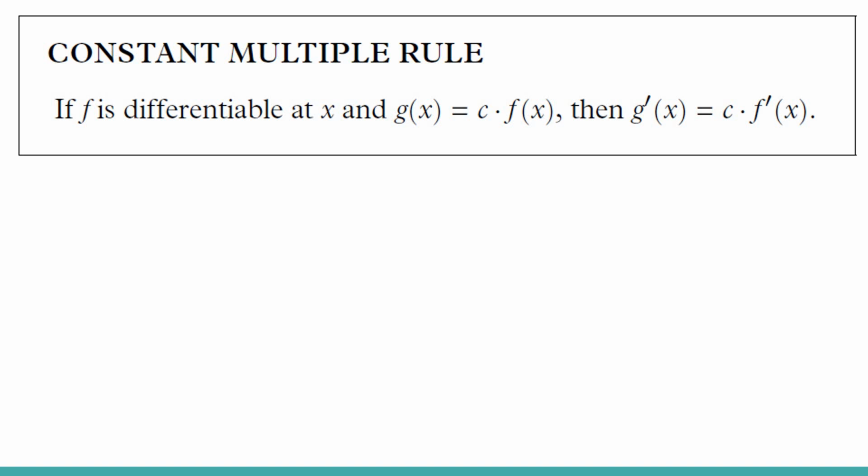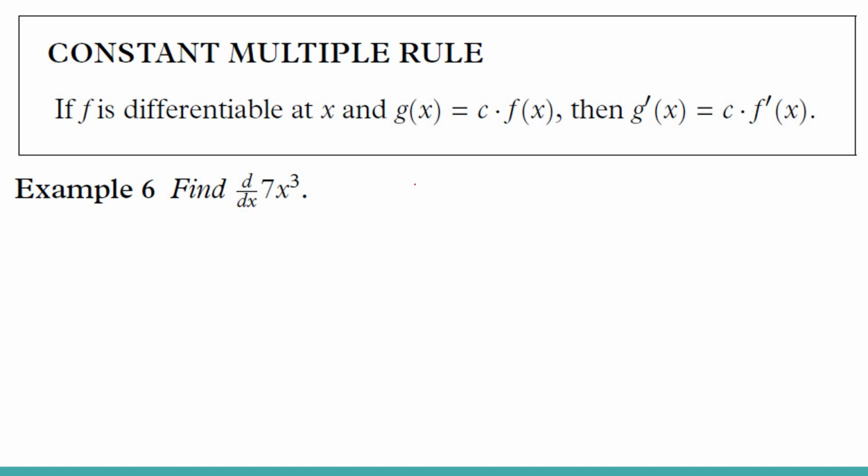Next is the constant multiple rule. If f is differentiable at x and g of x equals c times f of x, then g prime of x equals c, the constant, times f prime of x. So how will we use that? Example: find the derivative of 7x cubed with respect to x.